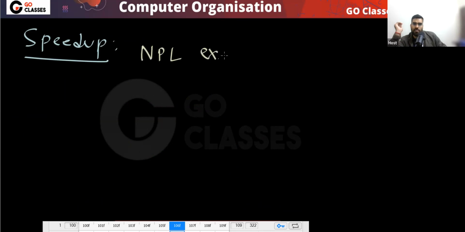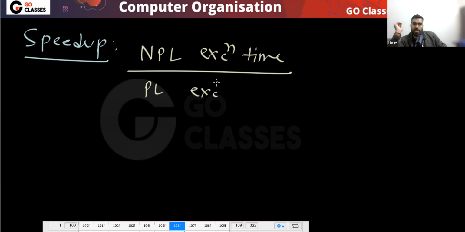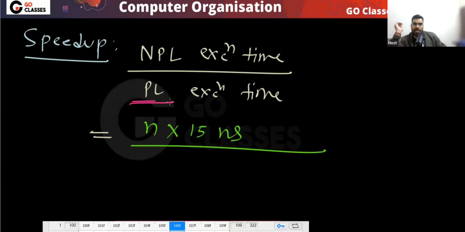So what is the speed up? Speed up simply means how much speed up you are getting. It will be the non-pipeline execution time divided by the pipeline execution time. The non-pipeline execution time is n multiplied by 15 nanosecond, divided by the pipeline execution time, which is 5 plus n minus 1 multiplied by 3 nanoseconds.